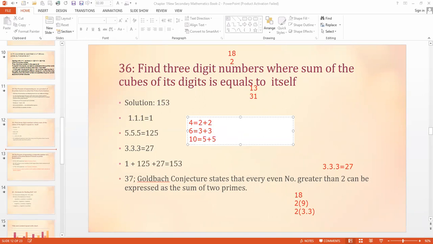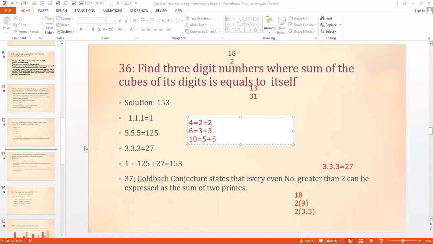Similarly, if 10 is given, you can express 5 plus 5. So these are 2 primes. You can take any even number. In most of the cases, they are primes. Okay? Most of the cases, not all. This is a very important point you have to keep in mind. Okay? Now we move towards the next slide.